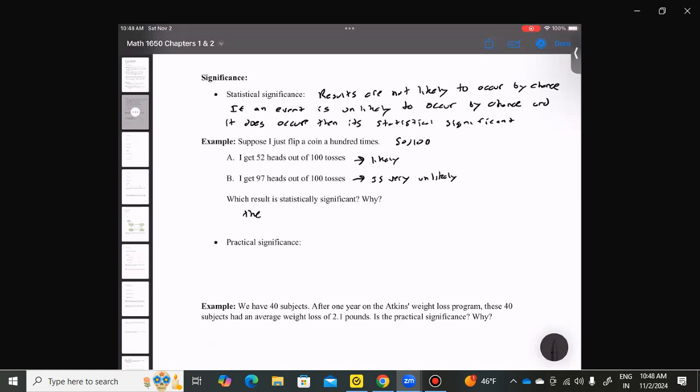So the 97 heads out of 100 is statistically significant when it happens, because it's not likely to occur.